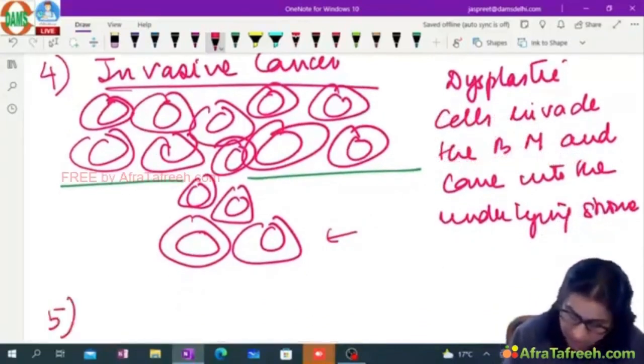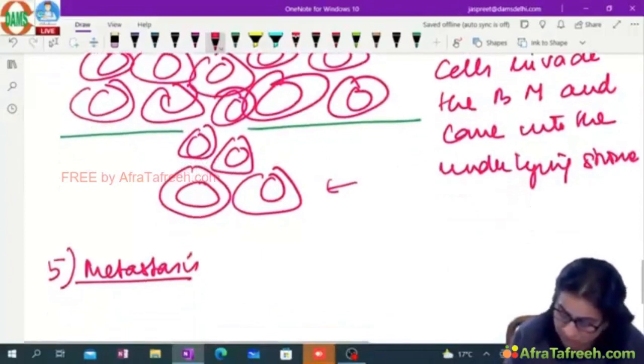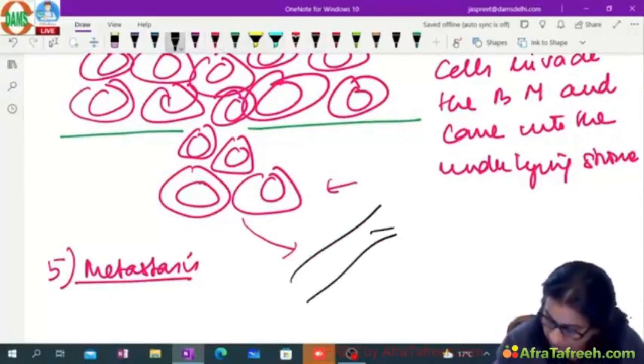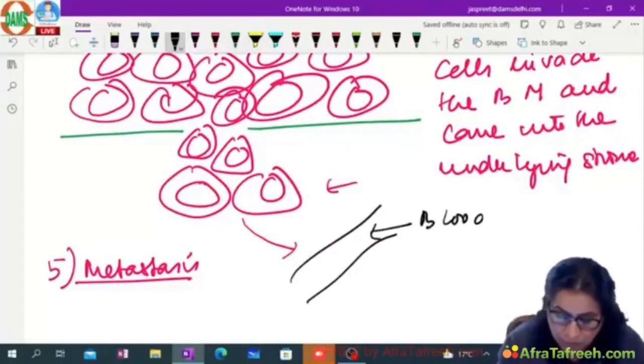And the last step is metastasis. So cancer cells can metastasize. What is metastasis? Now these cancer cells, in the underlying stroma, there are blood vessels. This is the blood vessel.